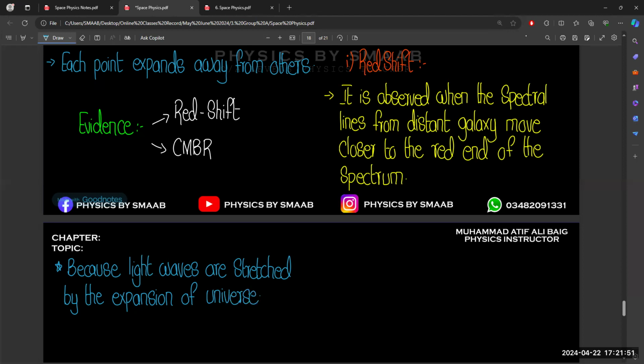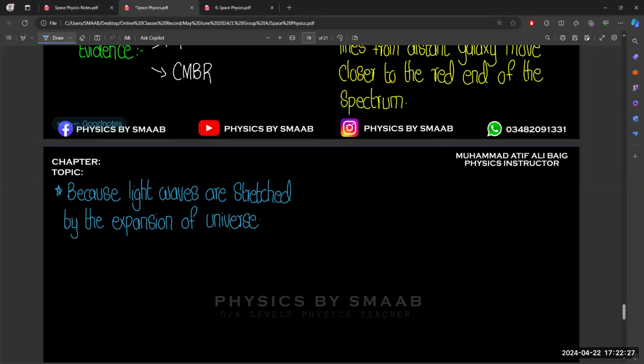So basically the first point is understandable. We know that if we stretch a rubber band, definitely one point of the rubber band is moving away from the other point. It is happening because we are stretching that rubber band. The same happens with the spectral lines. If the universe is expanding, definitely the spectral lines or the light waves are also stretched, just like in the diagram. So this point is understandable, how it is happening. And when we stretch the light waves, what happens? The wavelength increases.